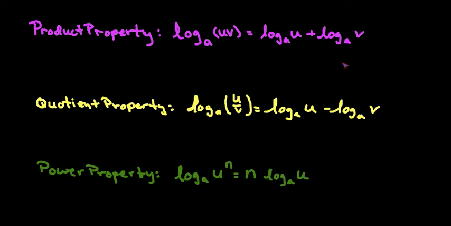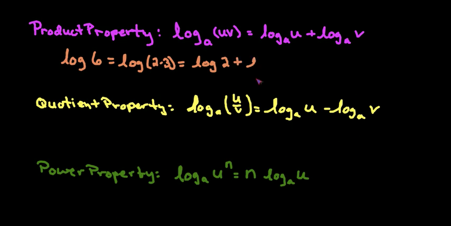So one thing I could do with that, let's go with base 10, so log of 6, and say I want to find some solution for that. Well, 6 is 2 times 3, so there's my multiplication, and that tells me that I can find log of 2 plus log of 3. So again, it's just another form.